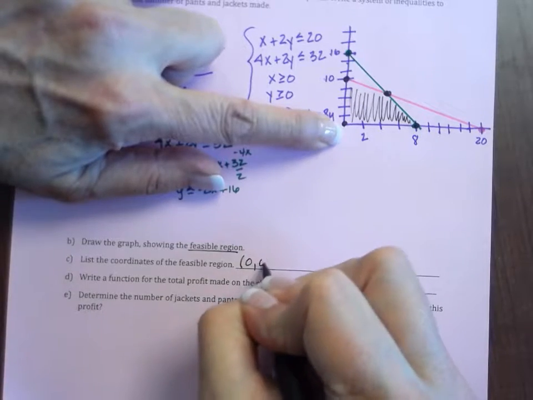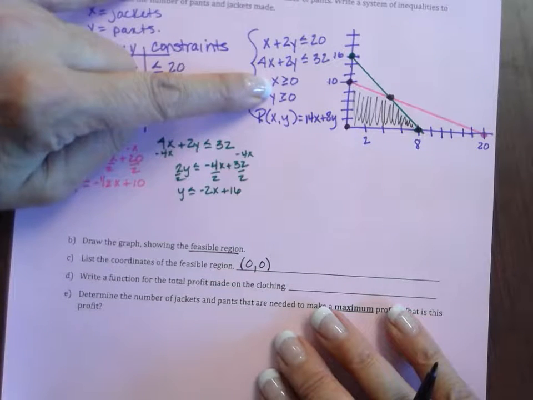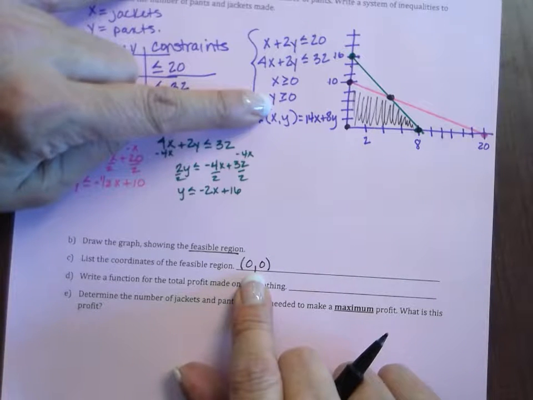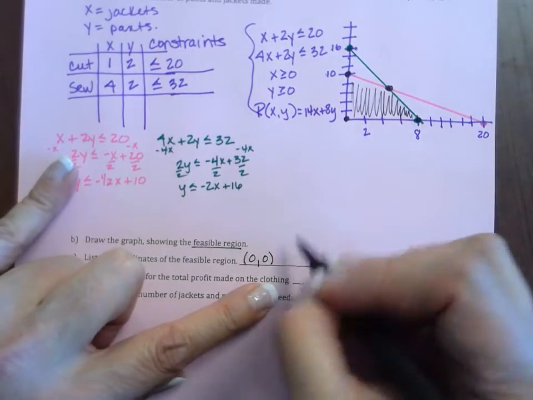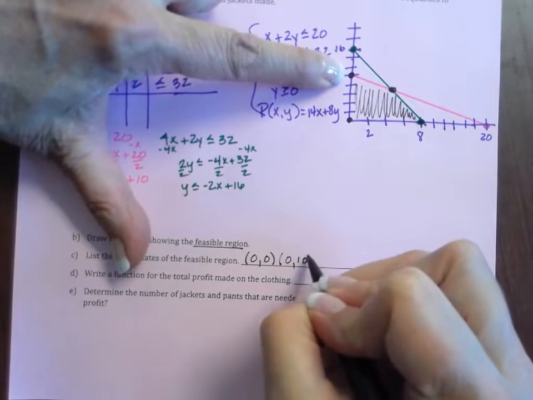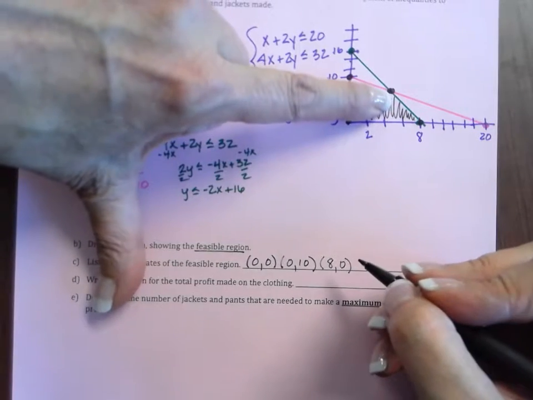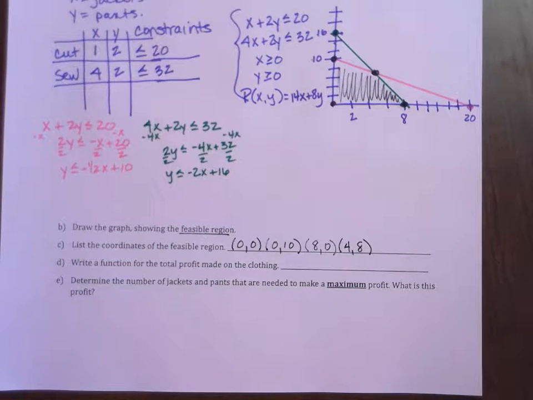Okay, what are the coordinates of my feasible region? Well, 0, 0. Since all of these have to have x greater than 0 and y greater than 0, do you think 0, 0 is always going to be one of the points? Yeah, because that's your origin. Then I have 0, 10, and I have 8, 0, and I have 4, 8. Good so far?